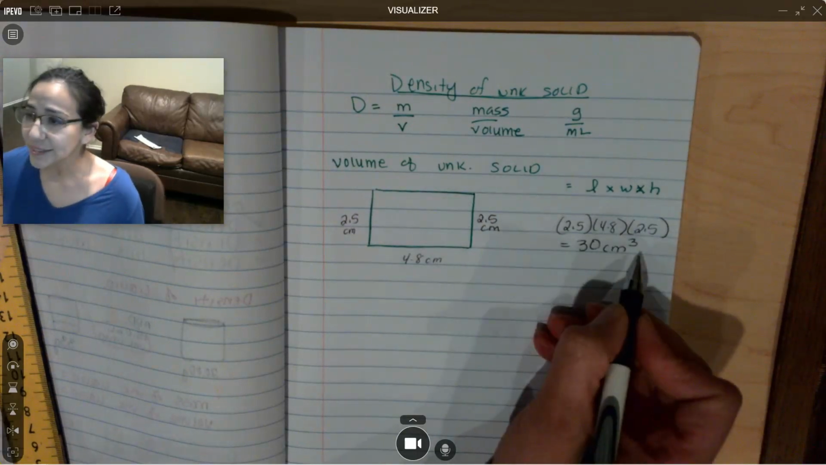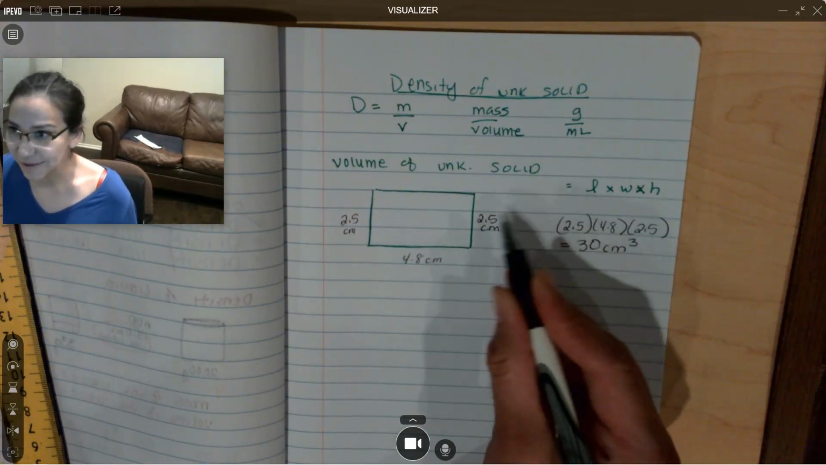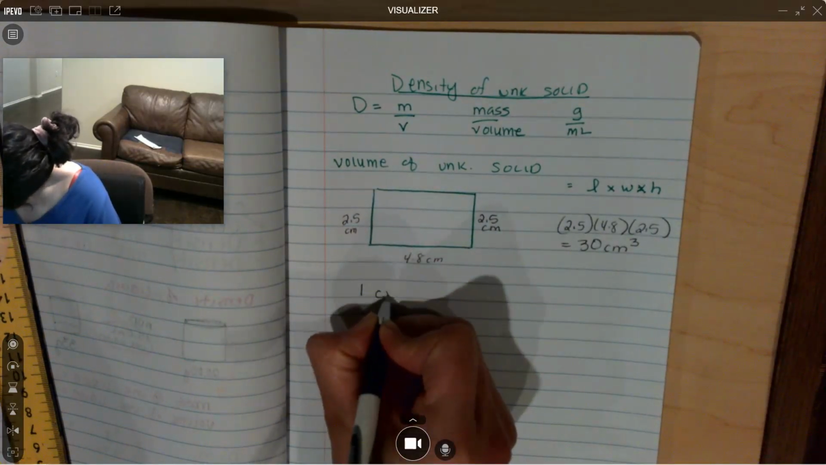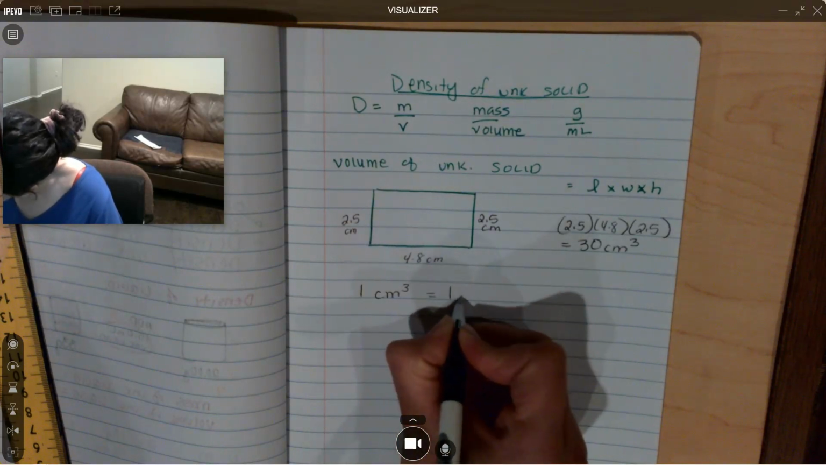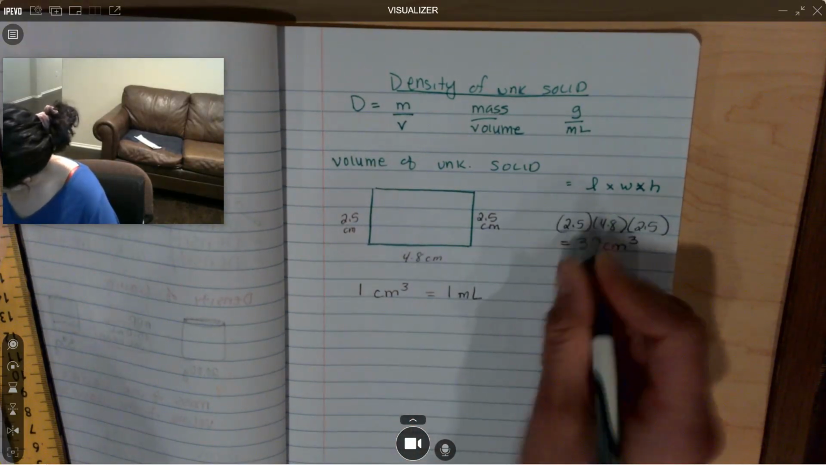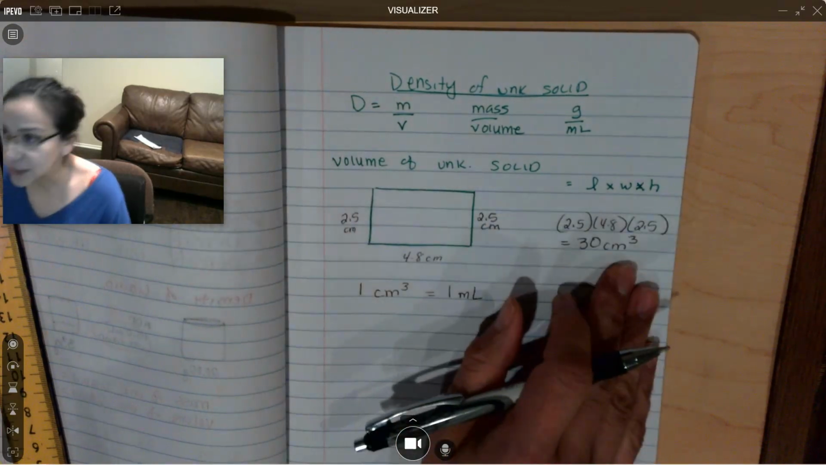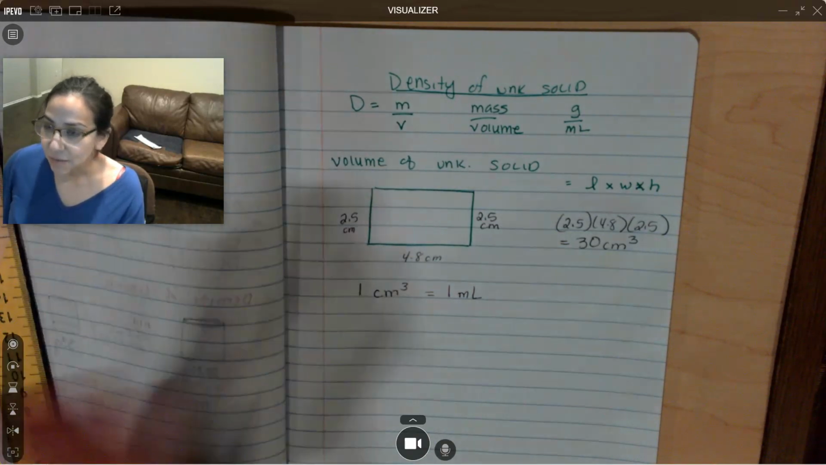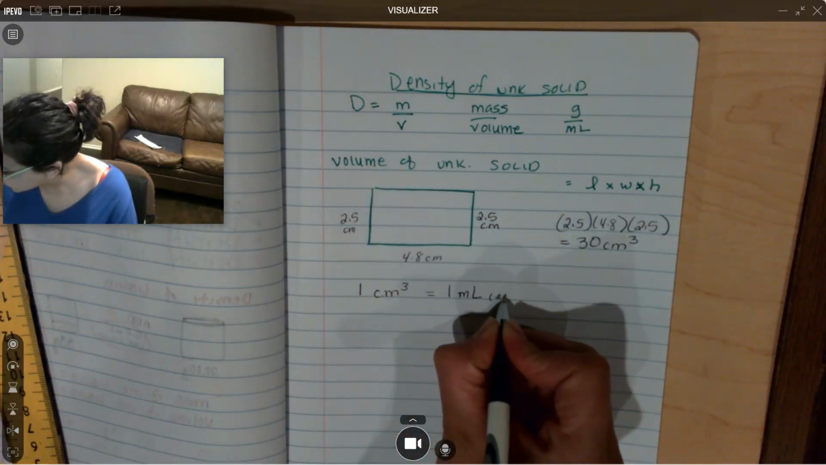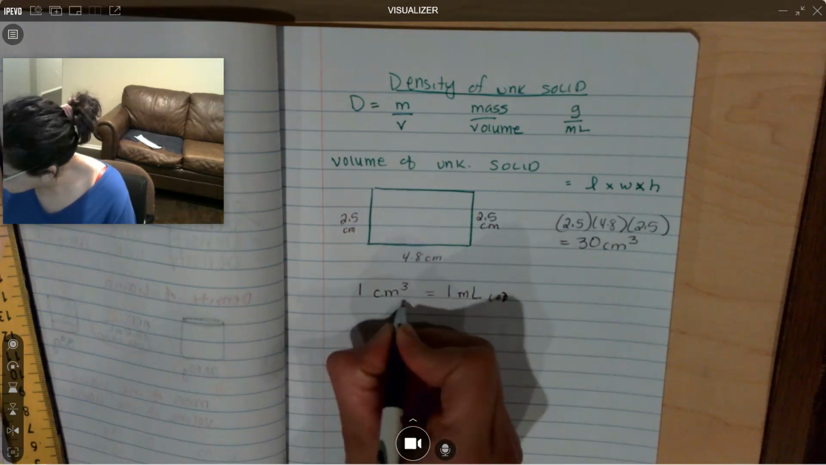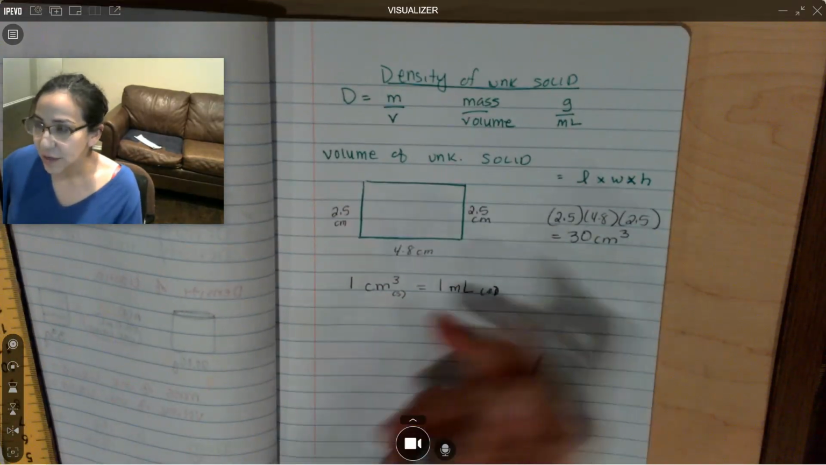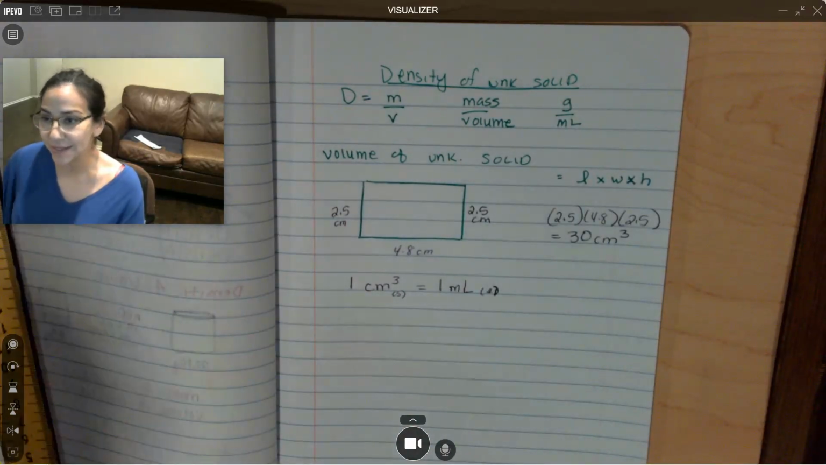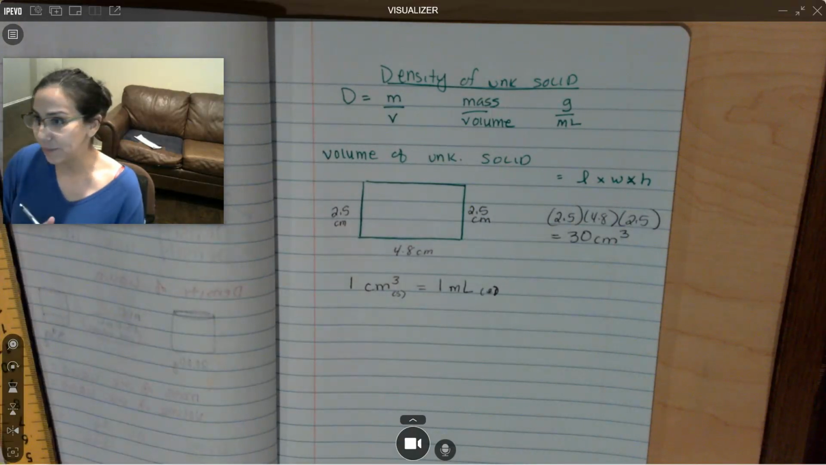Centimeters cubed is a volume, and actually let me write this down for you guys. 1 centimeter cubed is equal to 1 milliliter. So the volume of this solid is going to be 30 centimeters cubed, which is the same as 30 milliliters. Milliliter is used for liquids, right? And centimeters cubed are used for solids. But when it comes to our equation, we could actually plug that in because it's a 1-to-1 equality.